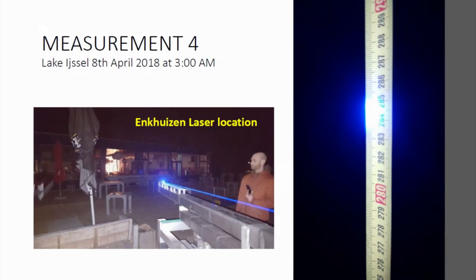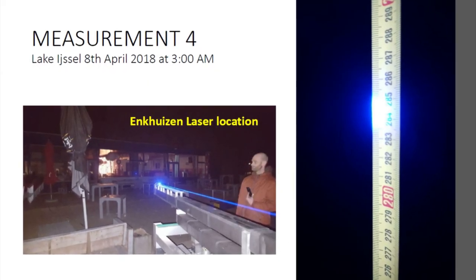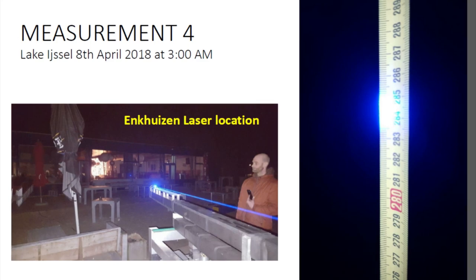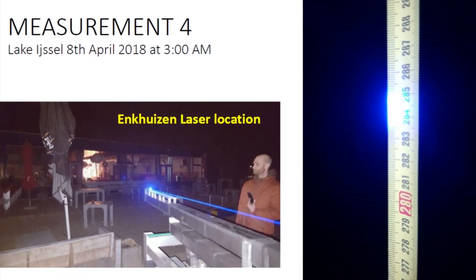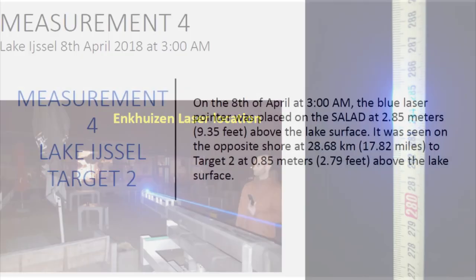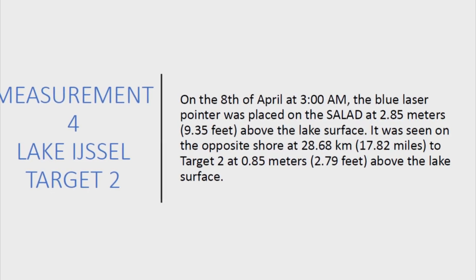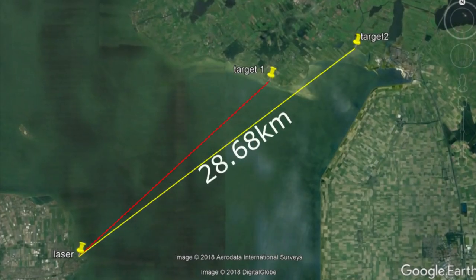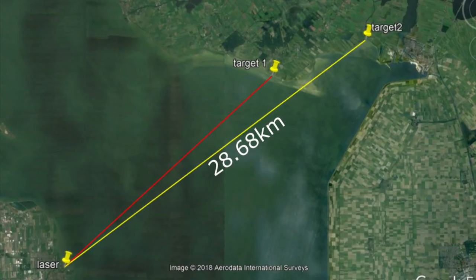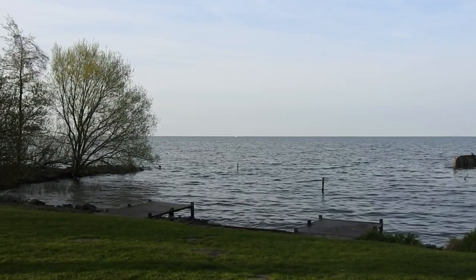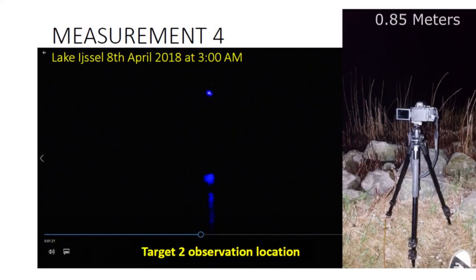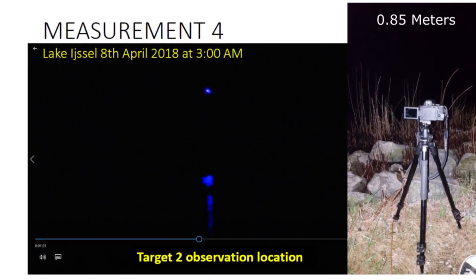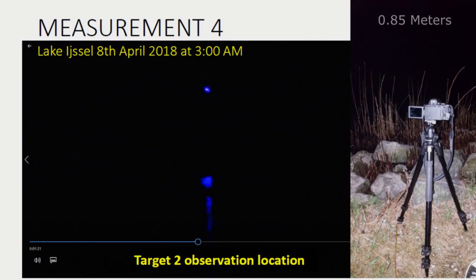exciting moment. On April 8, 2018, at 3 o'clock a.m., the blue laser on the salad was 2.85 meters or 9.35 feet above the lake surface. It was seen at the target 2 position, 28.68 kilometers or 17.82 miles away, at a height of 0.85 meters or 2.79 feet above the lake surface.